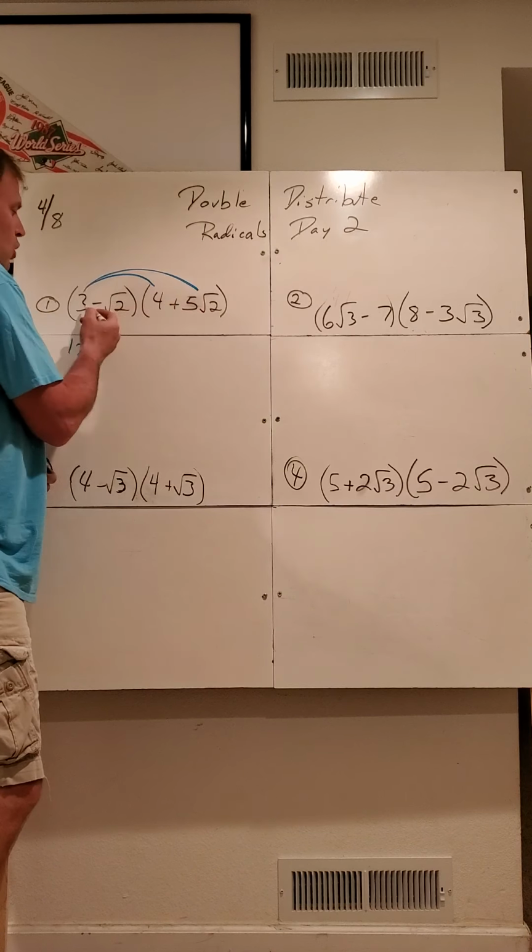Number 2. Another double distribution. I know how much you love them. 6 times 8, 48 root 3. No radicals here to mess with. Again, 6 times here. I got outside times outside. 6 times 3 is negative 18. Root 3 times root 3 is root 9. Some of you are starting to recognize what's going on there. I know you are. Continuing with the distribution. 7 times 8 is negative 56. Negative times negative is positive 21 root 3.